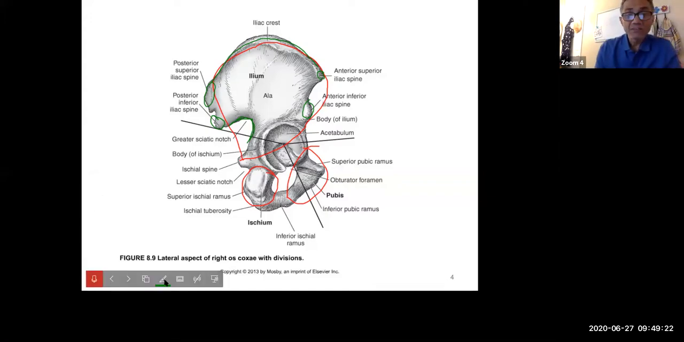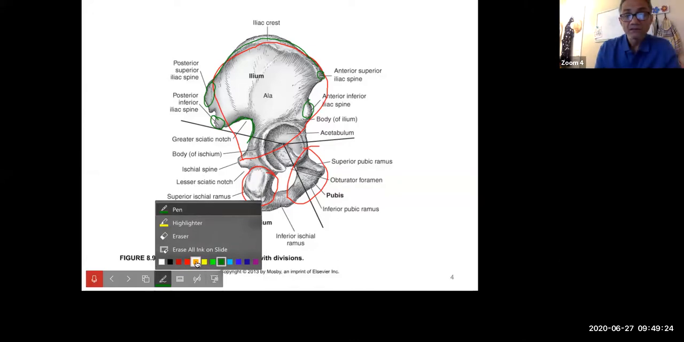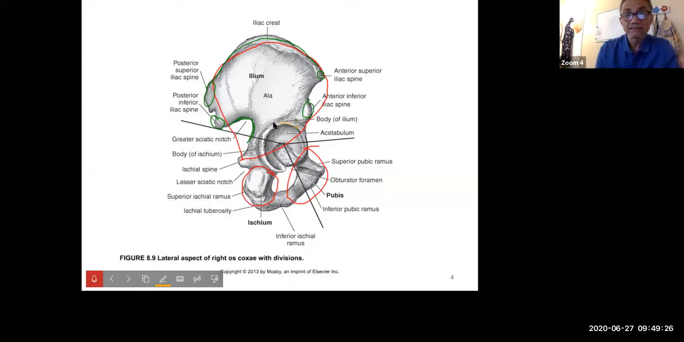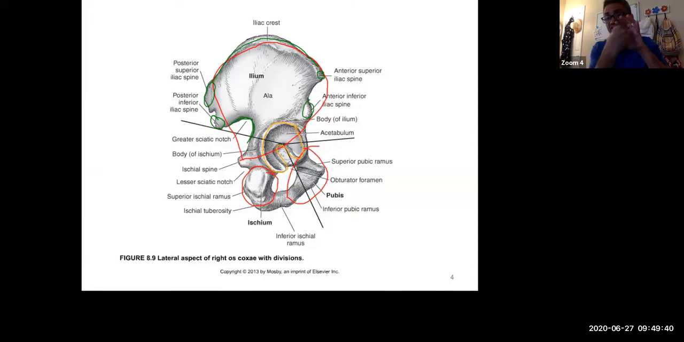Between all those three bones of the innominate bone, you will see this cavity, and we refer to it as the acetabular cavity. The acetabular cavity is a deep cavity to receive what? The head of the femur to form the hip articulation.